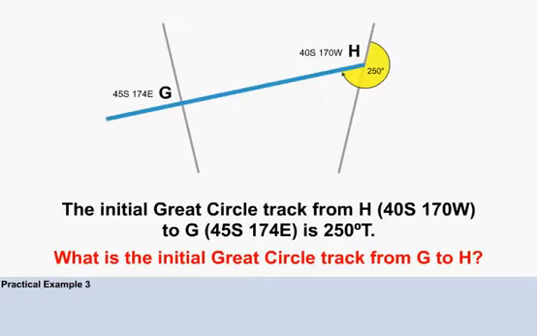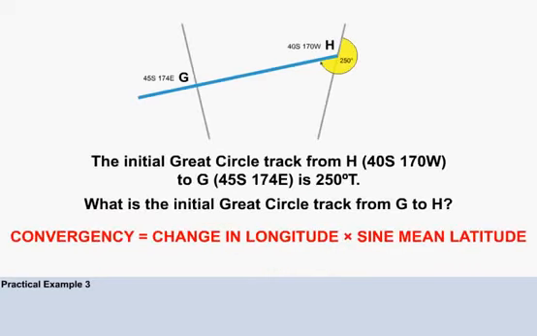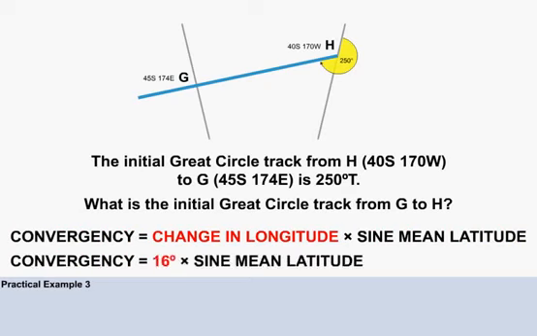So, how much has the great circle track angle changed between G and H? What's the formula? It's the convergency formula. Convergency equals change in longitude times the sine of the mean latitude. Now put in the figures you know. We know the change of longitude. It's 16 degrees. We know the mean latitude. It's 42.5 south. Now use a calculator to work out the convergency. You find that the convergency is 10.8 degrees. So the great circle track angle has changed by about 10 degrees.